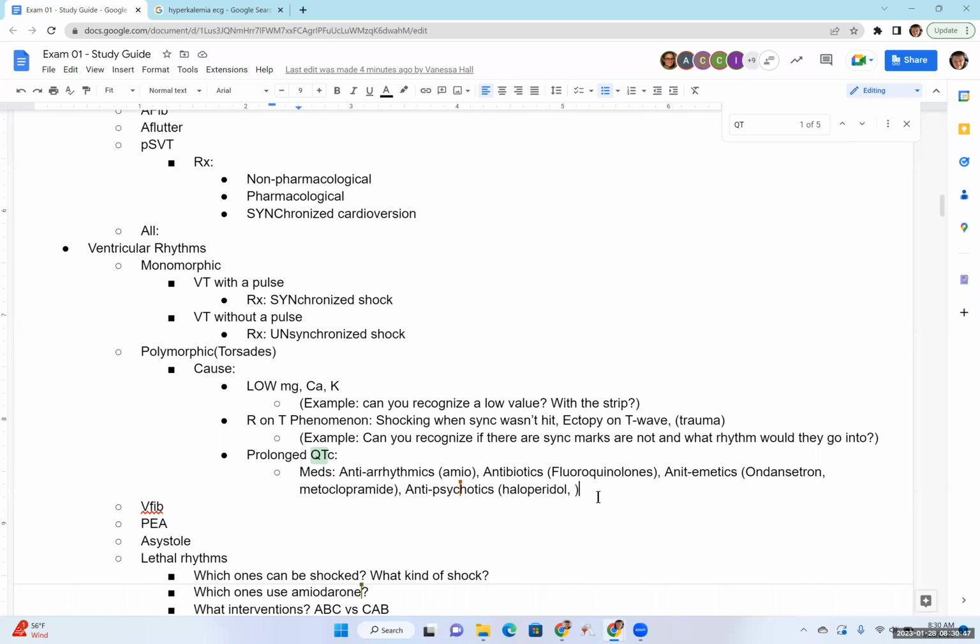Do you want to do something else or do you want to keep going? Where do you want to go? So diabetes, what do you want to know about diabetes?